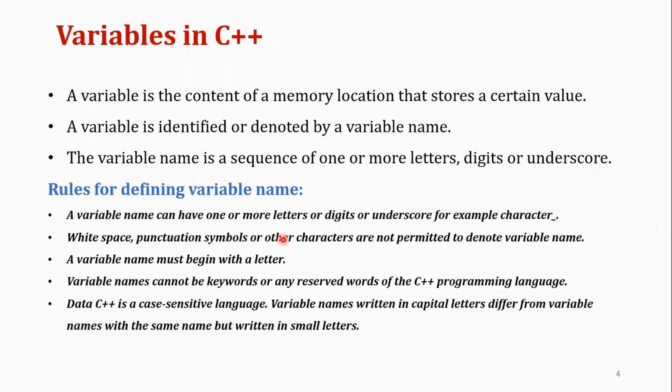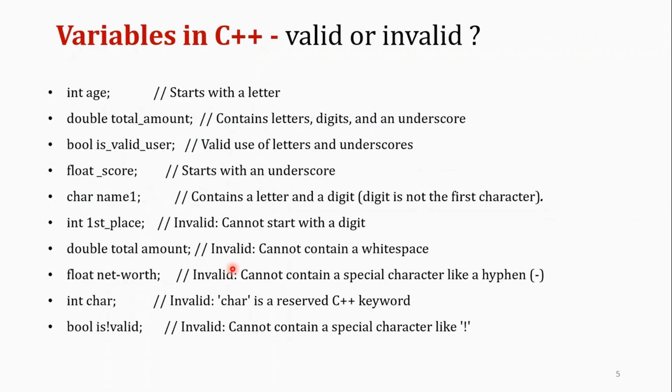A variable name can have one or more letters, digits, and underscores in between, but the variable name should start with a letter or underscore, not a number, and not a special symbol like punctuation. Reserved keywords should not be used as a variable name. So these are some rules for defining the variable name.